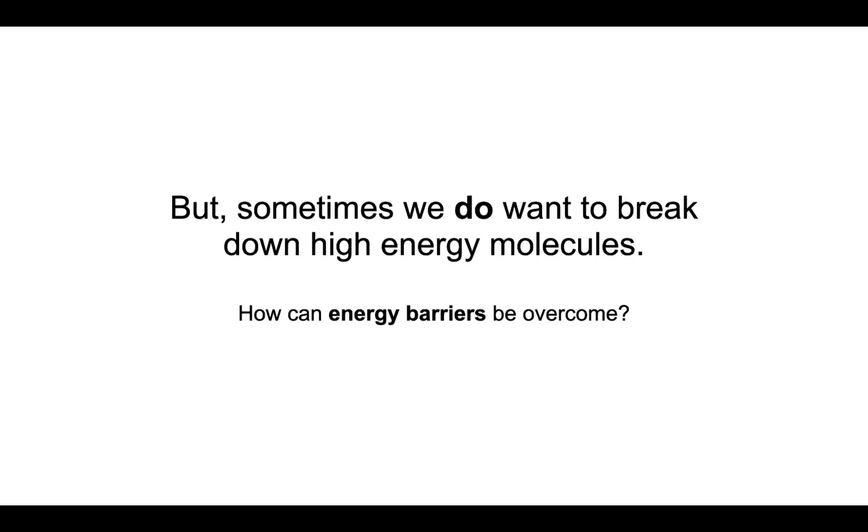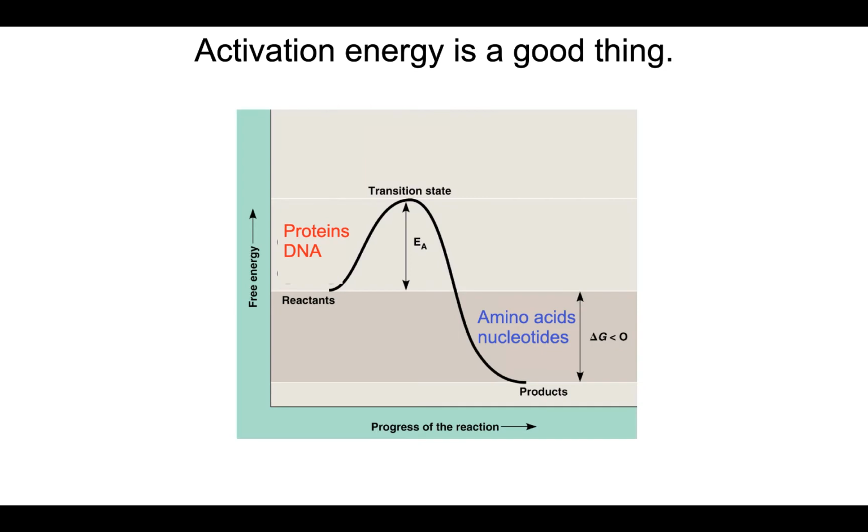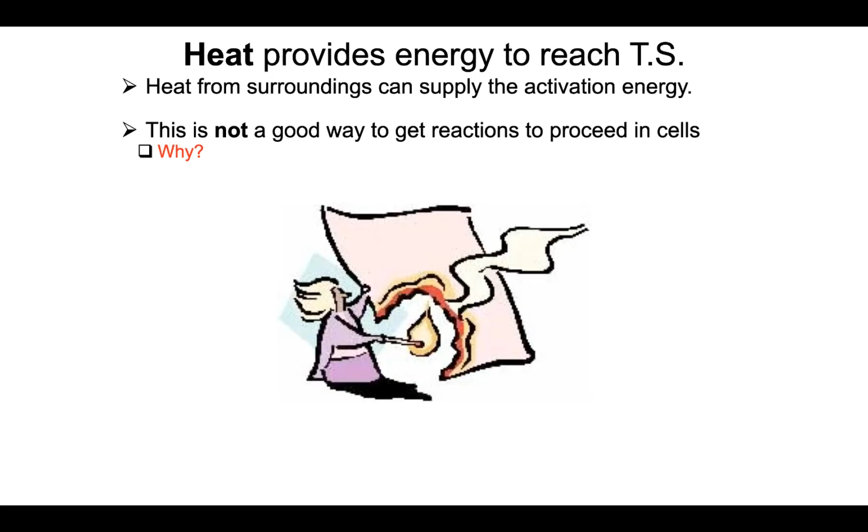But of course, there are exergonic reactions that we do want to occur within the cell. So what does a cell do when it wants to get a reaction going? I want to speed it up. We need it to go. Well, there are a couple of different ways, right?